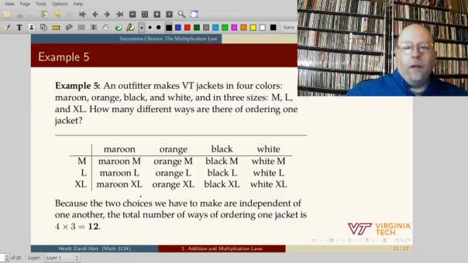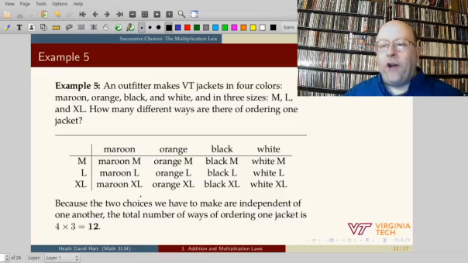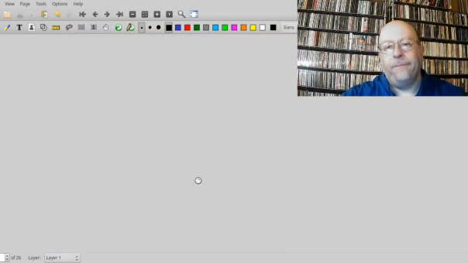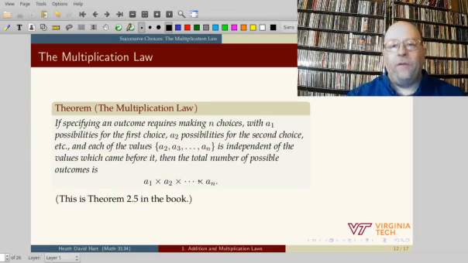The choices that we have to make here are not disjoint from each other. Orange overlaps with medium, large, and extra large. Black overlaps with the sizes. White overlaps with the sizes. And so we get 12 ways of being able to do this. This doesn't require disjoint sets. We are counting on these overlaps in this case. This is the multiplication law.